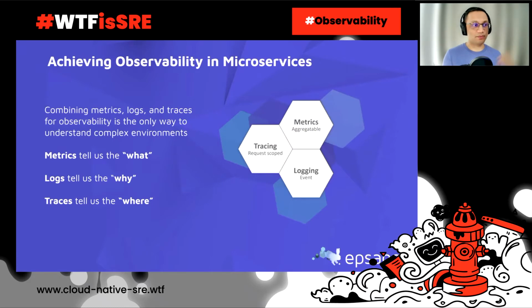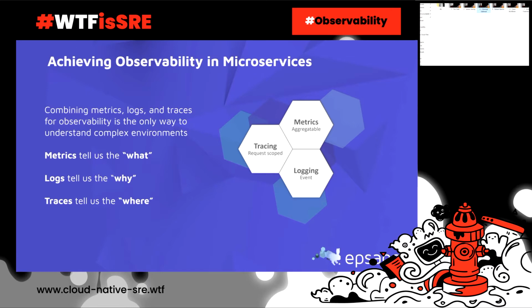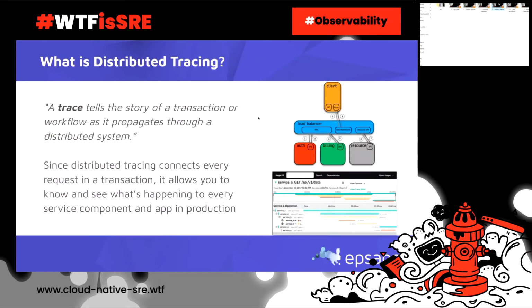Before we talk about observability in microservices, let's just take a step back and see what observability exactly means. Observability can be thought of as three pillars: metrics, logs, and traces. Metrics tell us what exactly is going on in our system. It may be at an application level or even at the infrastructure level. Logs tell us why something is happening, and traces tell us where exactly it is happening. Out of these, tracing is a newer concept, so I'll dive a bit deeper into tracing.